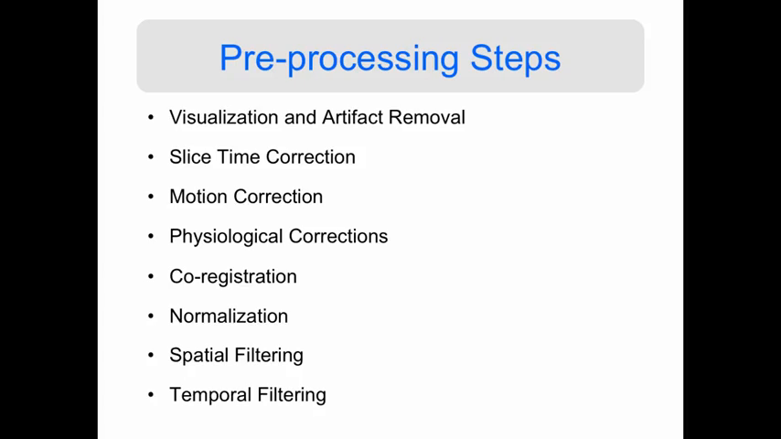So what are the pre-processing steps that we want to perform? Well, we want to perform visualization and artifact removal, something called slice time correction, motion correction, correction for physiological effects, co-registration, so we want to align the functional and structural images to one another, normalization, so we want to align all the images to a stereotactic space, spatial and temporal filtering.